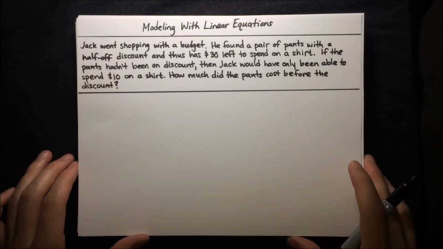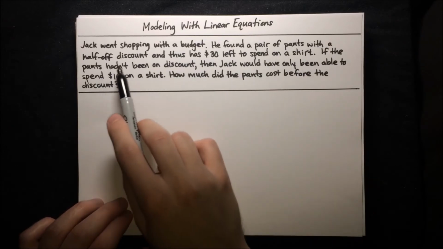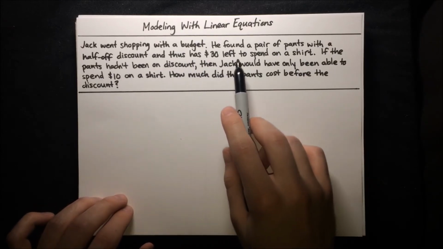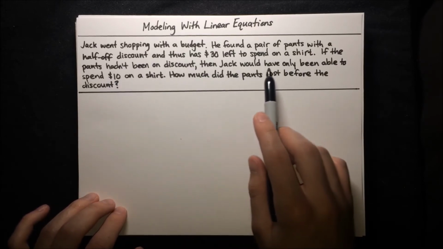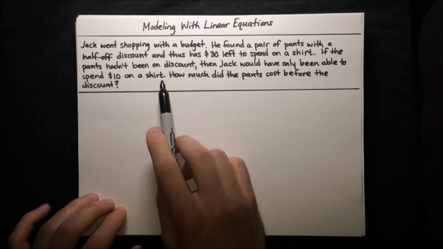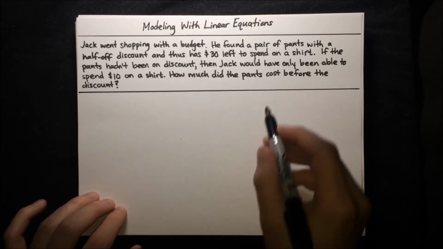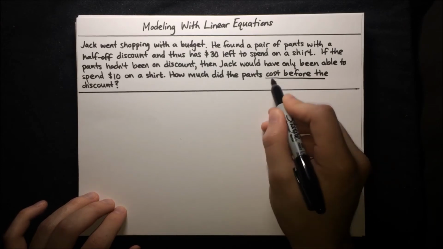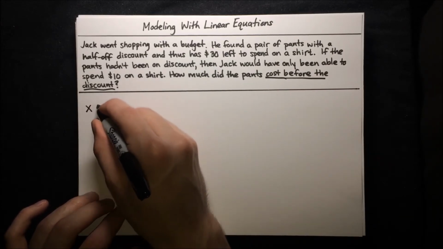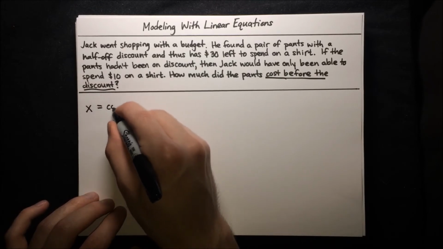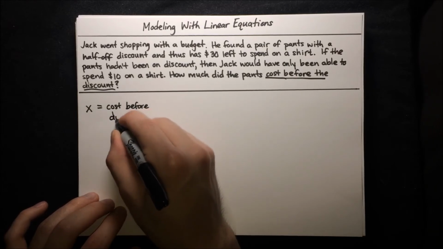Alright, final problem. Jack went shopping with a budget. He found a pair of pants with a half-off discount and thus has $30 left to spend on a shirt. If the pants hadn't been on discount, then Jack would have only been able to spend $10 on a shirt. How much did the pants cost before the discount? So in this problem, we're trying to find the cost before the discount. And the cost before the discount, why don't we just let that be the letter x? X will be the variable, that's the cost before discount.